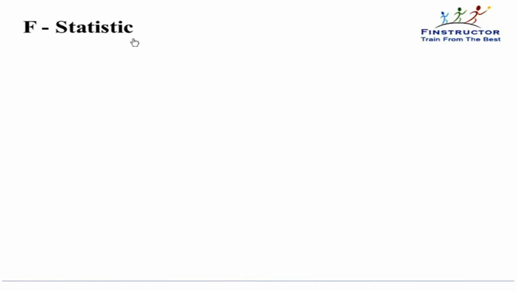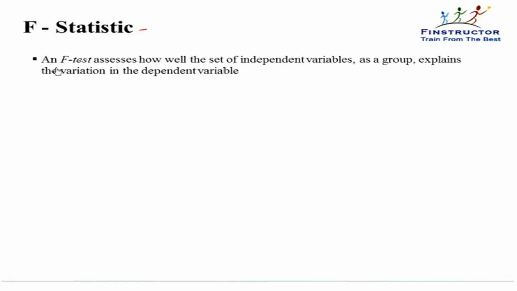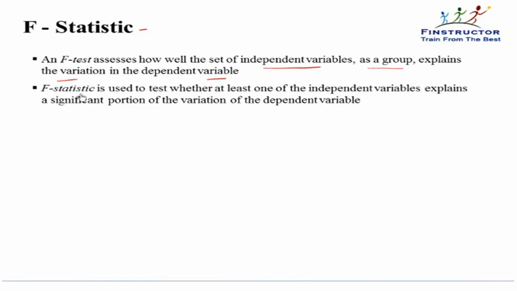Another interesting and important test. So we skipped the F statistic during simple linear regression, and we said that we'll do it as a part of multiple regression, where anyways the F statistic has more relevance. So an F test assesses how well the set of independent variables as a whole or as a group explains the variation in the dependent variable. So this test, as we will see, is used to check if at least one of the independent variables explains a significant portion of the variation of the dependent variable.